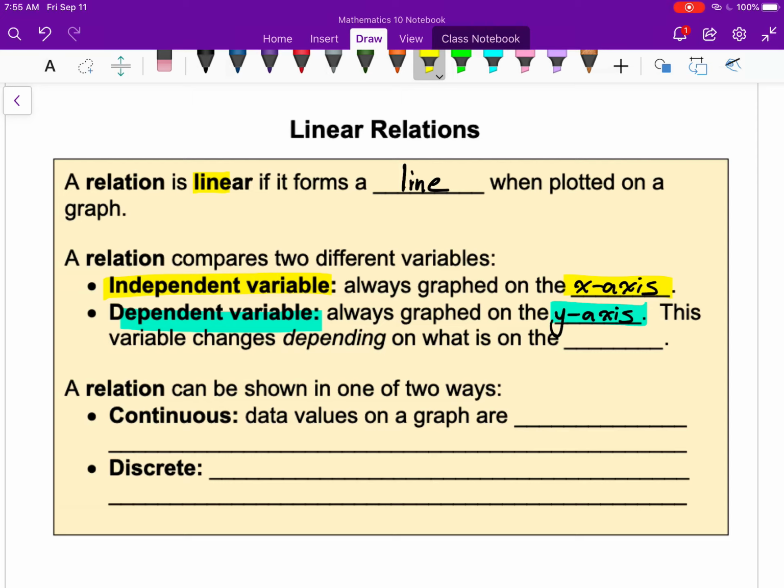It's almost like a cause and effect relationship. As it says right here, this variable changes depending on what is on the x-axis, the independent variable. So like I said, in my example with cost and number of people, the number of people would be the independent variable, and the cost would be the dependent variable.